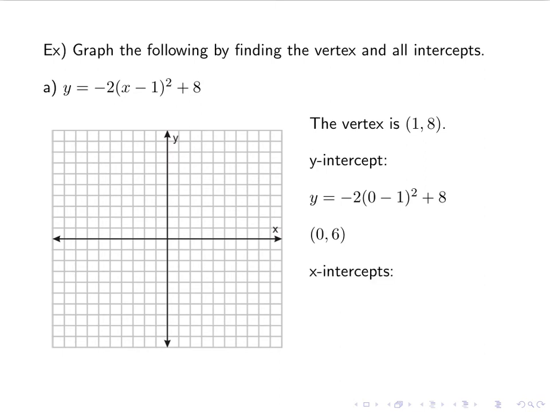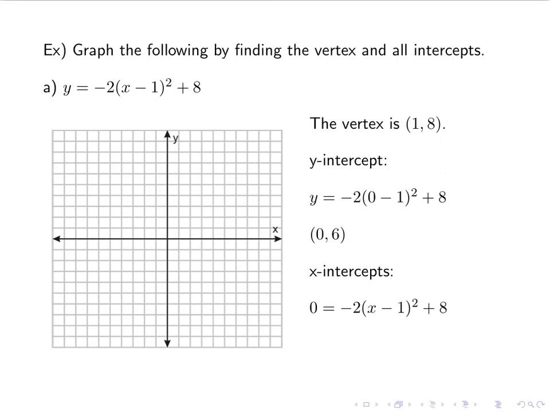The x-intercept, we do not need the quadratic formula. You could use the quadratic formula if you wanted to FOIL this out, distribute the negative 2, and then add the 8. So you could change this into standard form. I don't recommend it because it's a lot of work. Instead, remember the x-intercepts are when y is 0. So y equals 0.